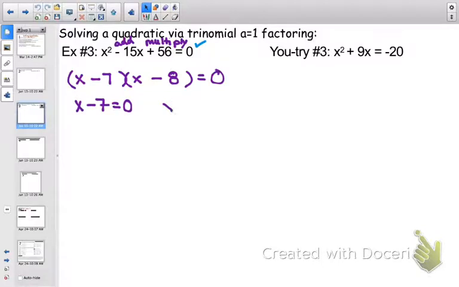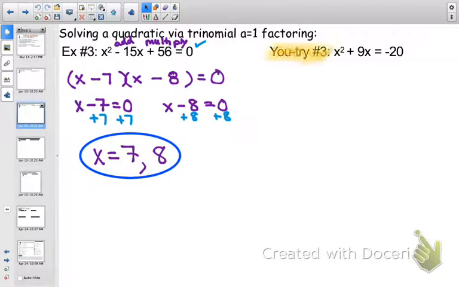So set each set of parentheses equal to 0 and solve. Add 7 to both sides for the first one. Add 8 to both sides for the second one. Two solutions, we're done. Go ahead and do the U-try. Make sure you get 0 on one side first.